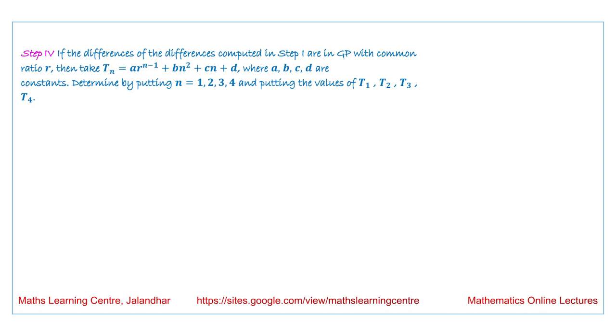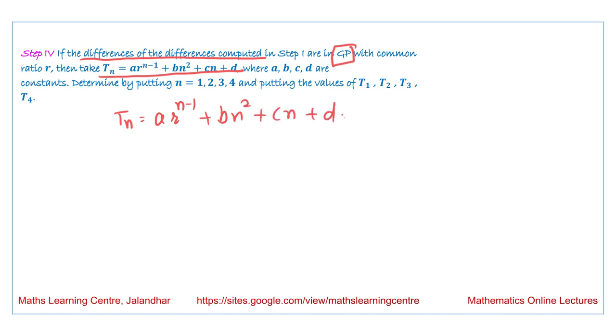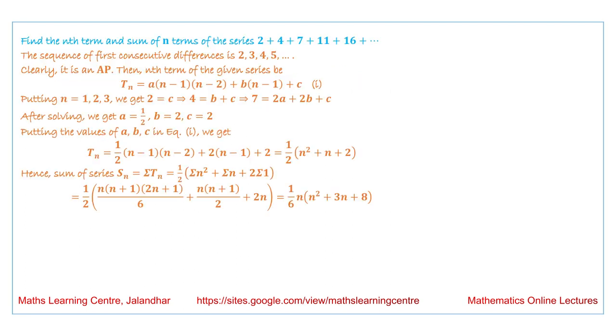In the next case we are saying if the second differences form a GP, then the general term Tn is of the form a r raised to the power n minus 1 plus b n square plus c n plus d, and the values of a, b, c can be obtained. So we solve certain problems to make these things more clear.